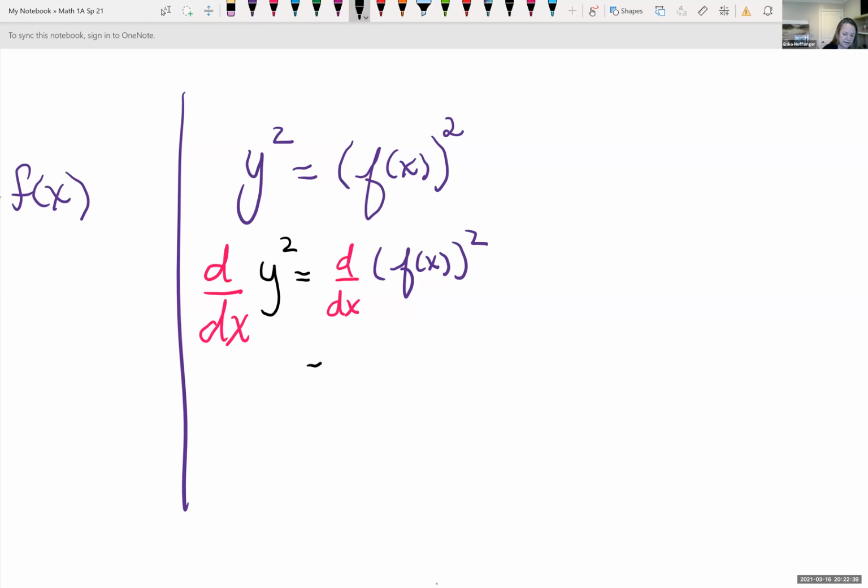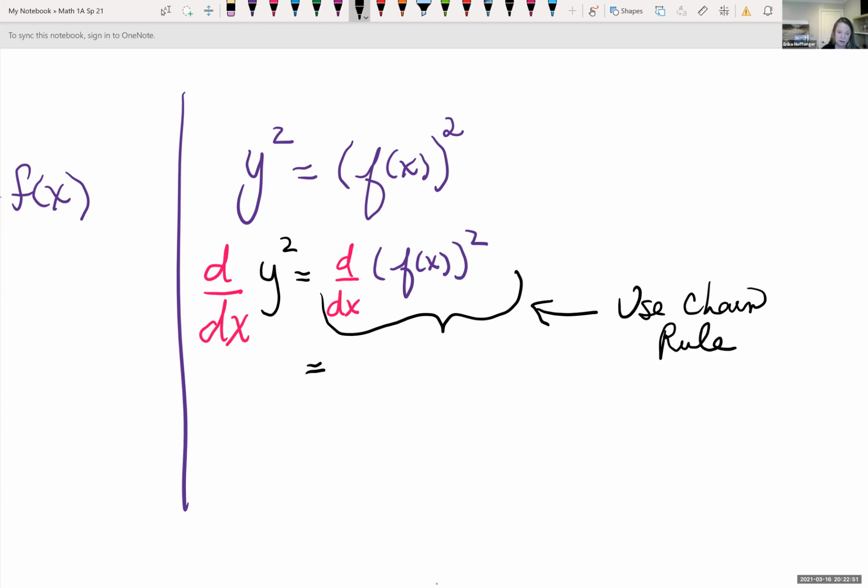So let's look at the right-hand side. Here, notice we need to use the chain rule. And so when we're taking the derivative of this y on the one side, we have to use the chain rule. And so we're going to be bringing our power down front. So 2 times our inside function, f of x, subtract 1 from our exponent, so it's 1, times the derivative of the inside. And the derivative of the inside we can write as f prime of x.